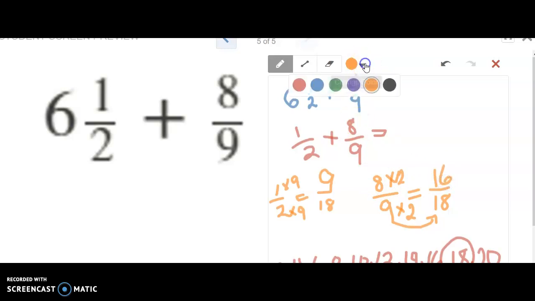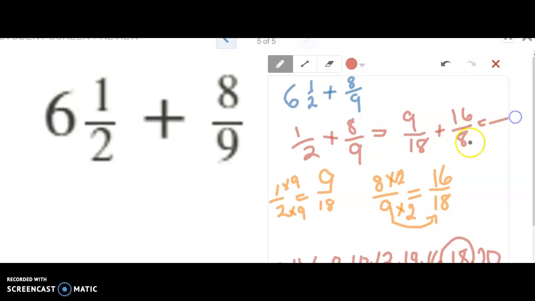All right, so now let me rewrite my problem using my equivalent fractions. I've got 9/18 plus 16/18. All right, that's going to give me, whoops, I forgot my 1. That's going to give me 18 as a denominator. We can't forget that we worked so hard to get it. We're going to keep it. And now let's add 9 and 16, which is going to give me 25.